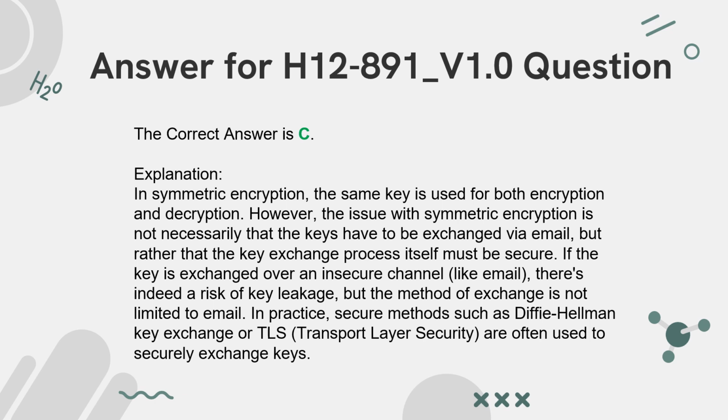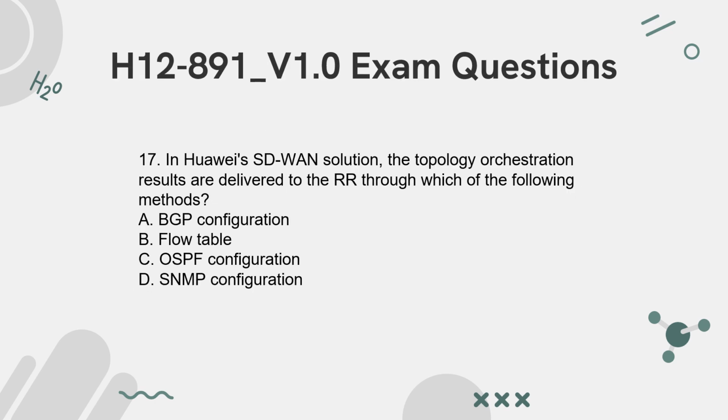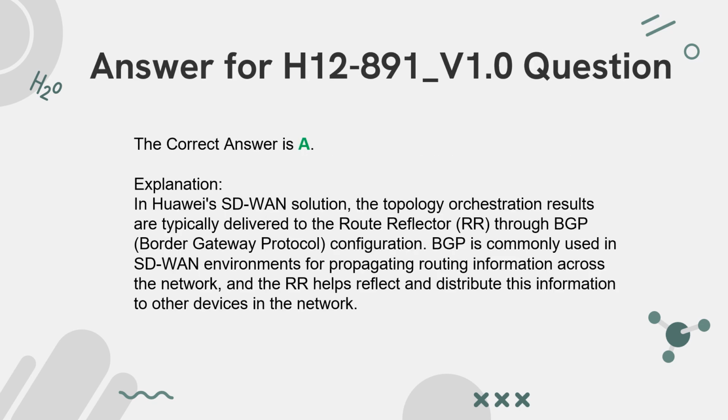In Huawei's SD-WAN solution, the topology orchestration results are delivered to the RR through which of the following methods? A. BGP configuration. B. Flow table. C. OSPF configuration. D. SNMP configuration. The correct answer is A.